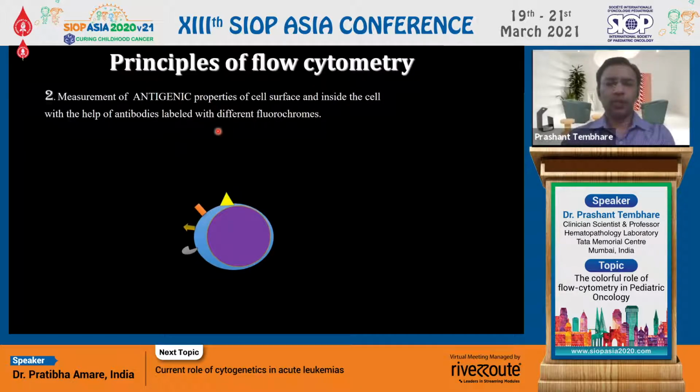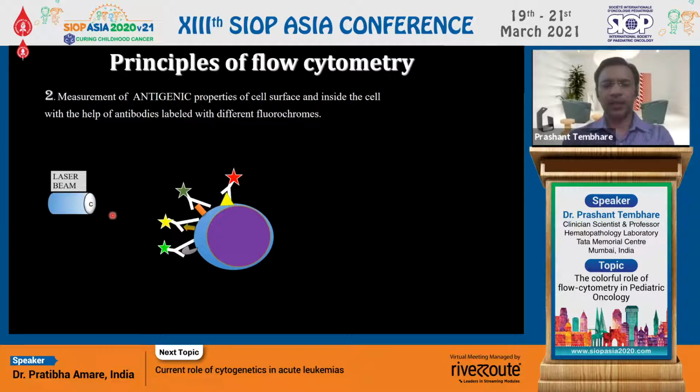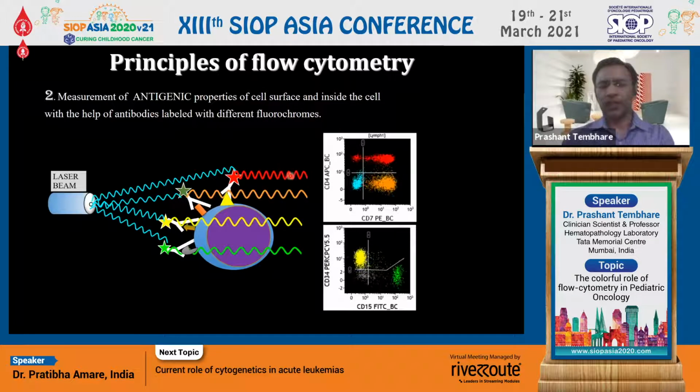Now, another important principle of flow cytometry is to identify the different proteins present on the cells as well as inside the cell. So we use antibodies which are attached to fluorochromes. These antibodies bind to the different proteins present on the cell. The cells come in front of the laser, the laser light hits these fluorochromes, the fluorochromes get excited, and we get different fluorescence light. So each fluorochrome light basically means each protein present on the cell.